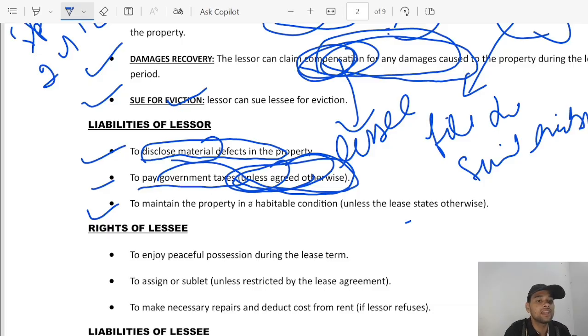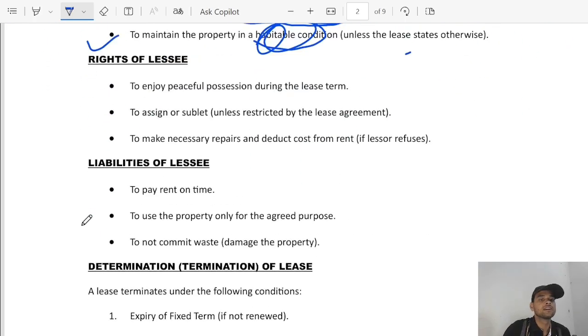It is the duty of each and every lessor to maintain the property in habitable condition.